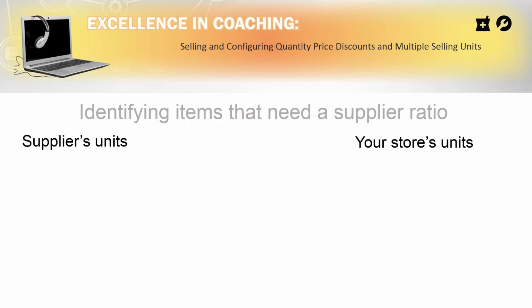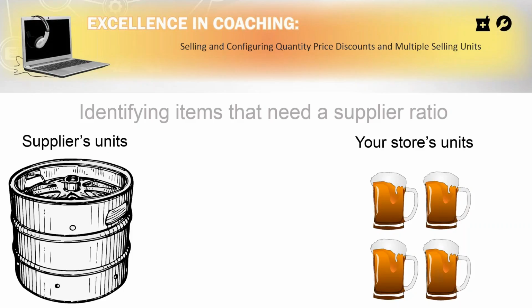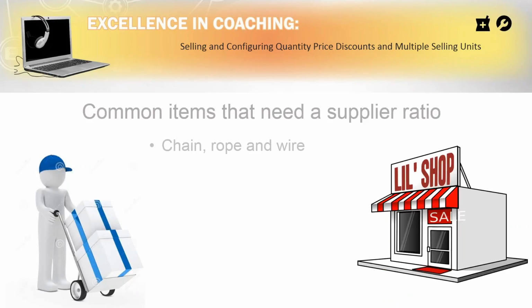All right, so identifying items that need supplier ratios. So let's say your supplier sells you a keg of beer, and you actually sell it by the glass. Okay, this item needs a supplier ratio. Now, some of the common items that are going to need supplier ratios: chain, rope, and wire.